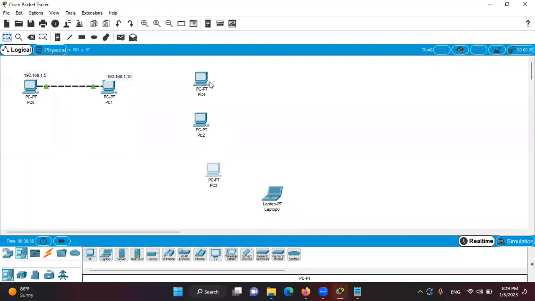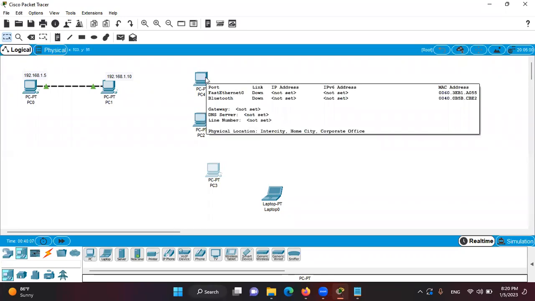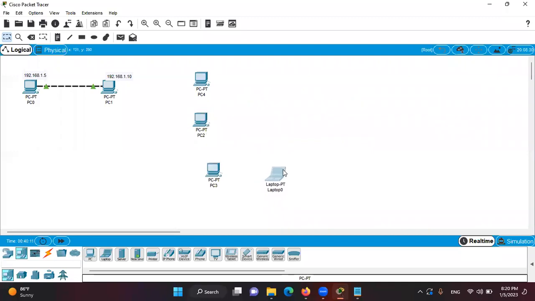So now we can't connect these computers together without an additional device, because we can connect only 2 computers at a time. Using one cable, we can connect only 2 computers, right? So in this case, we need an additional networking device.